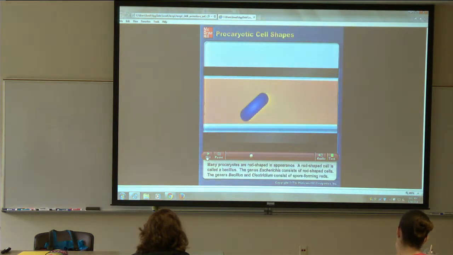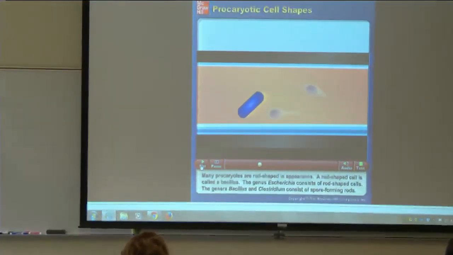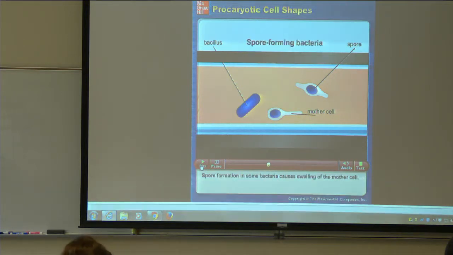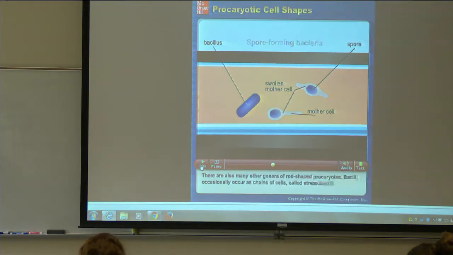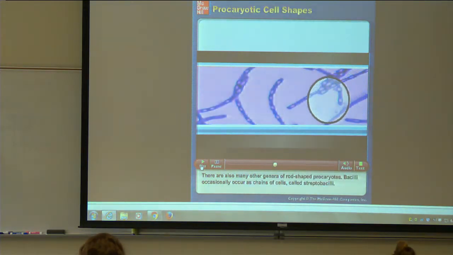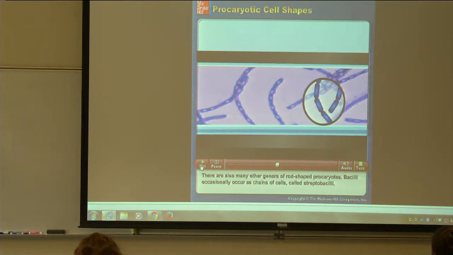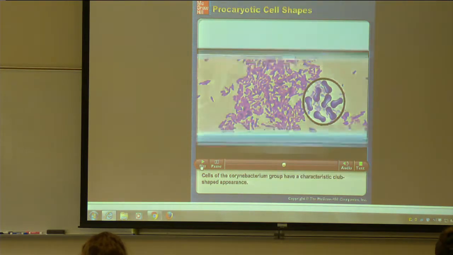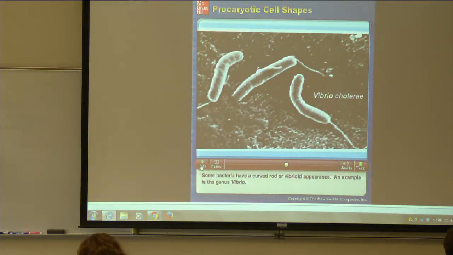Many prokaryotes are rod-shaped in appearance. A rod-shaped cell is called a bacillus. The genus Escherichia consists of rod-shaped cells. The genera Bacillus and Clostridium consist of spore-forming rods. Spore formation in some bacteria causes swelling of the mother cell. There are also many other genera of rod-shaped prokaryotes. Bacilli occasionally occur as chains of cells called streptobacilli. Cells of the Corynebacterium group have a characteristic club-shaped appearance. Some bacteria have a curved rod or vibrioid appearance. An example is the genus Vibrio.